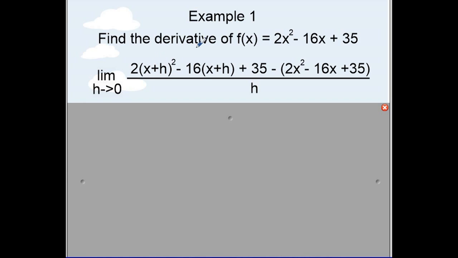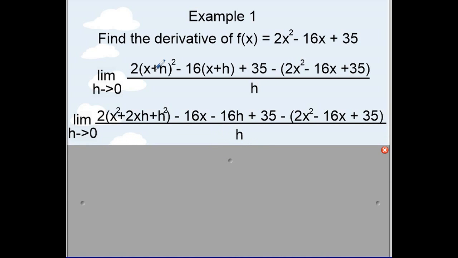Plug in x plus h to each point of the function where we have x, and then we want to subtract the original function over here. What that's going to end up doing is changing all of our signs here, and we'll get to that in a minute. So we want to focus over here. We have 2 times x plus h squared minus 16 times x plus h plus 35 minus our original function over h.